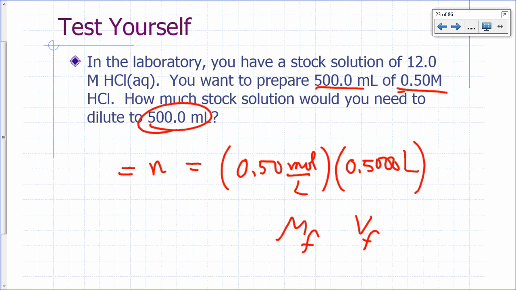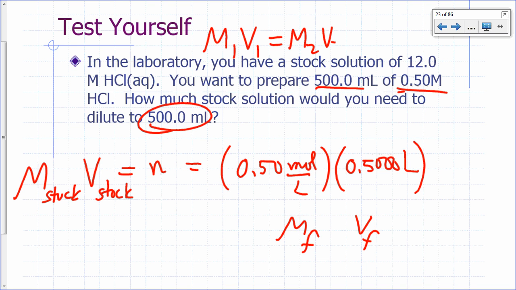So the molarity of the stock solution times the volume of the stock solution that you're going to need must be equal to that. So in other words, when you're doing a dilution, you can say M1V1 equals M2V2. This is called the dilution formula. What this is basically saying is the number of moles of solute in the stock solution must be equal to the number of moles in the final solution, because once you've taken the stock, all you're doing is adding more water.